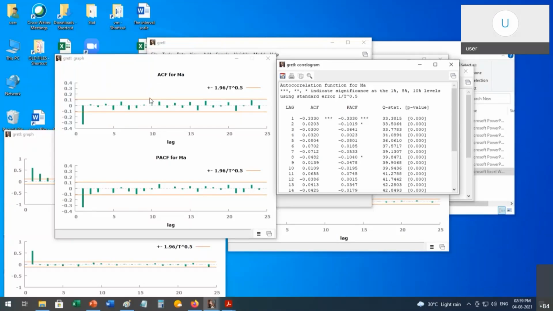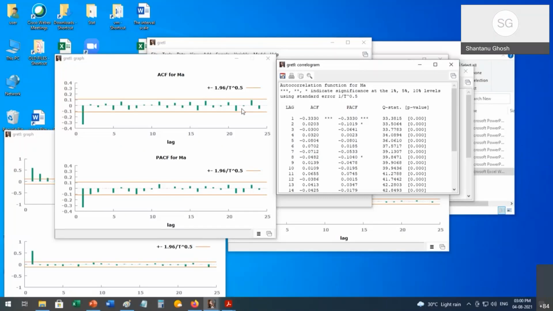Graphically, we cannot find out not only the order but the nature of the data itself, whether it is AR or MA or ARMA and so on. So we have to do the estimation, and that also we have to start with AR1, AR2, MA1, MA2, ARMA 11, ARMA 12, ARMA 21. A large number of combinations we have to see. So that is why this is said to be a trial and error method.